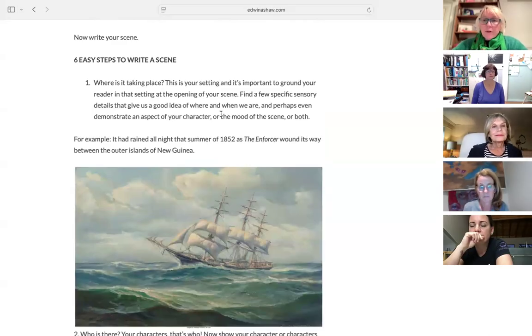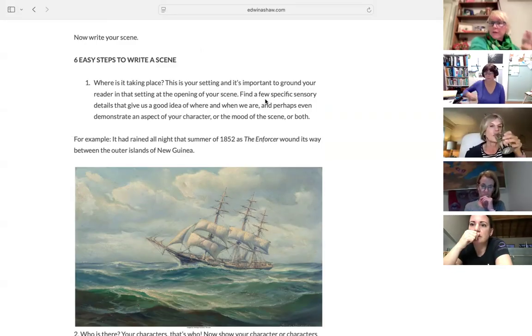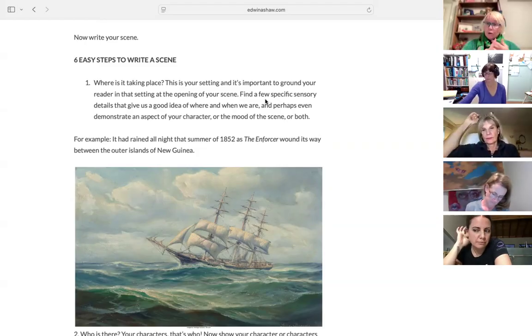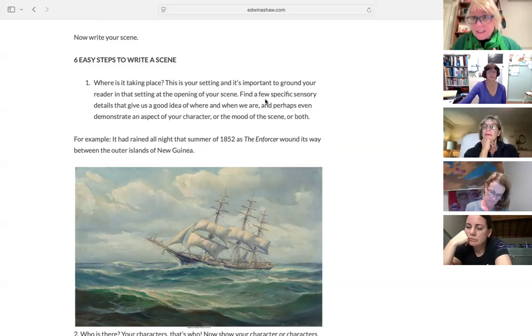So this is "6 Easy Steps to Write a Scene." So the first thing we have to do is ground the reader in where the scene is taking place, especially if we're moving from scene to scene. And it might be different times, different place. It might be different characters, even if we've got multiple viewpoints. So grounding your reader in who is the main character in this scene, where is it, and when is it?